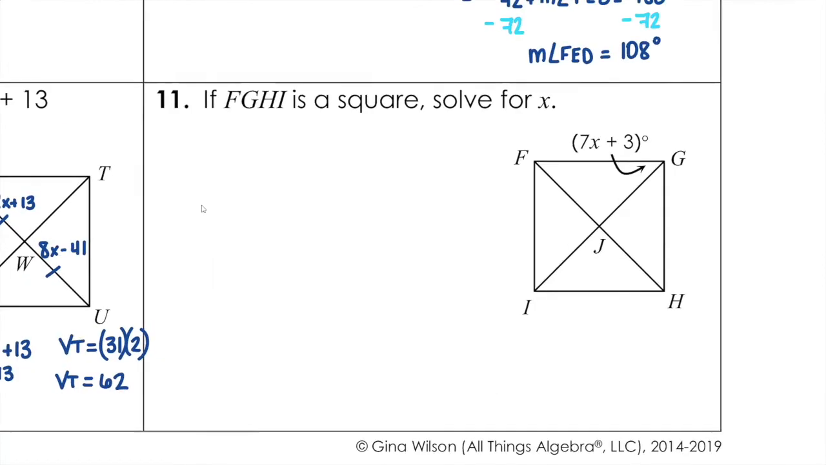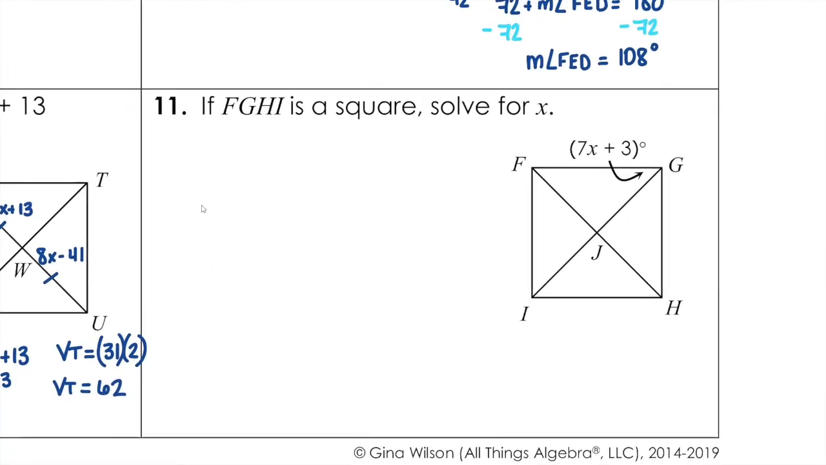So it said solve for x. It told us this was a square. So in a square, what would the measure of FGI be? FGH would be 90. What would FGI be? 45. How come? Because 90 has been bisected by the diagonal IG.